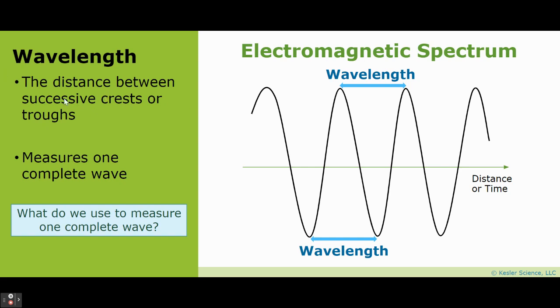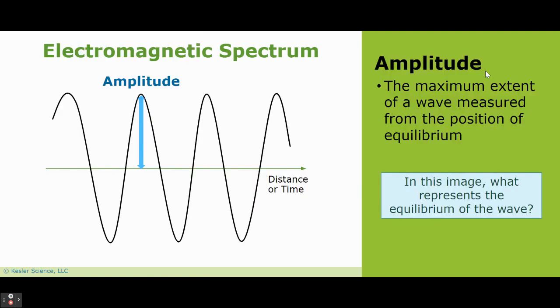And then the wavelength, right? That's the distance between a crest or a trough. So this is a wavelength from crest to crest, or this is an example of a wavelength from a trough to a trough. It measures one complete wave. And then amplitude, this is the maximum extent of a wave. So what y'all know it as is the height. It's the height of the wave. It's from the rest position to either the crest, or it could be rest position down to the trough.